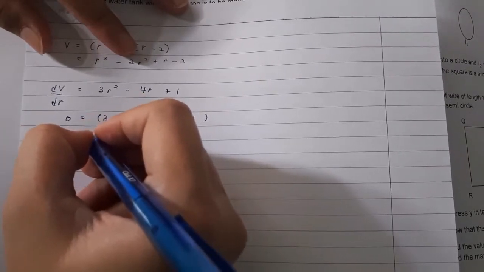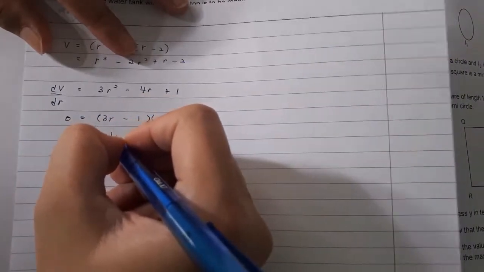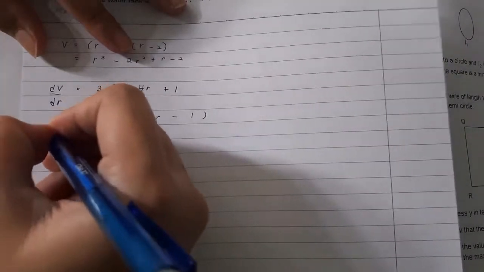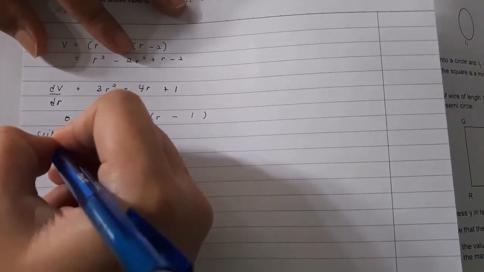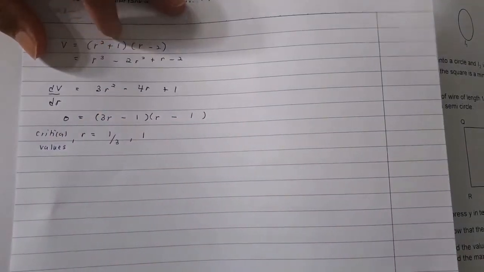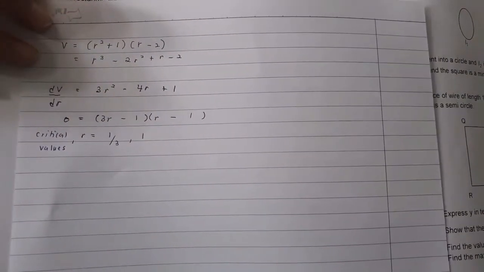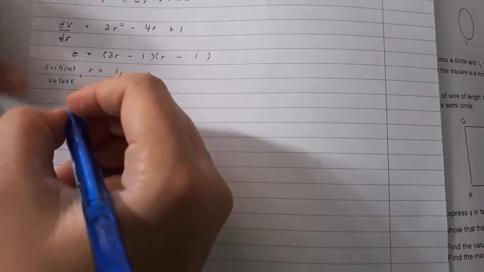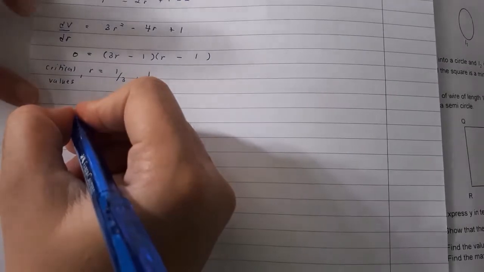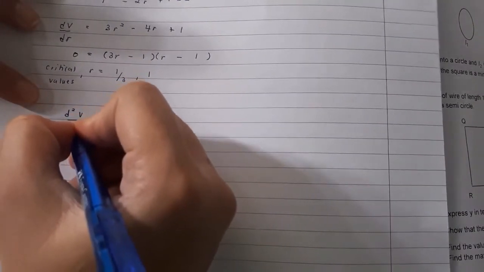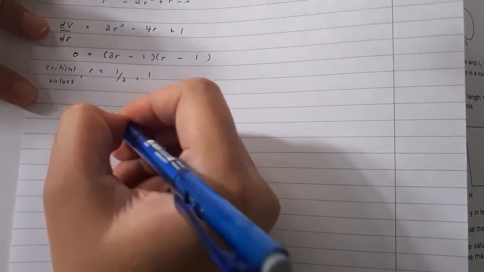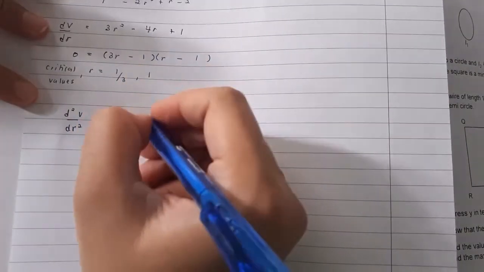So we get R equal 1 over 3 and R equal 1. The values of R that we get here are the critical values. We know that critical values can be either maximum or minimum. To prove that, we must proceed to second derivative. Differentiate d squared v over dr square, differentiate 3r square 6r minus 4.